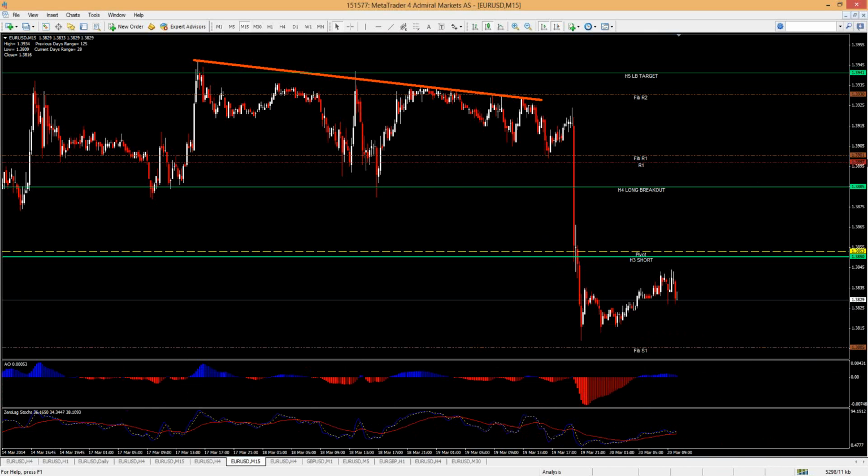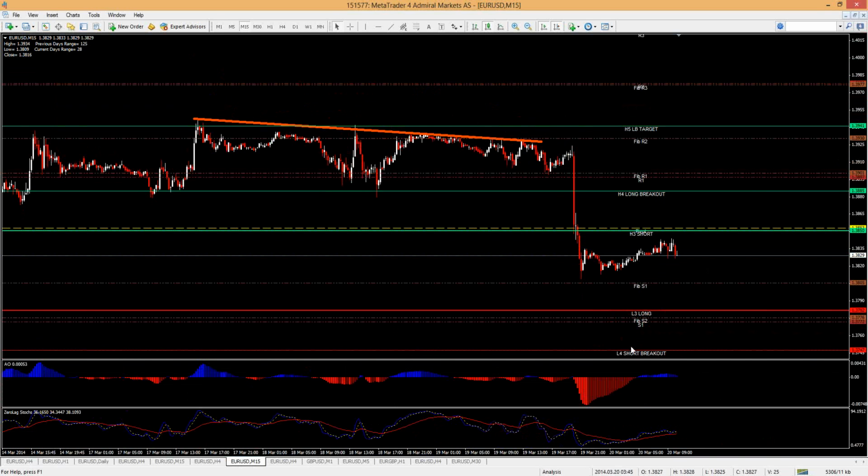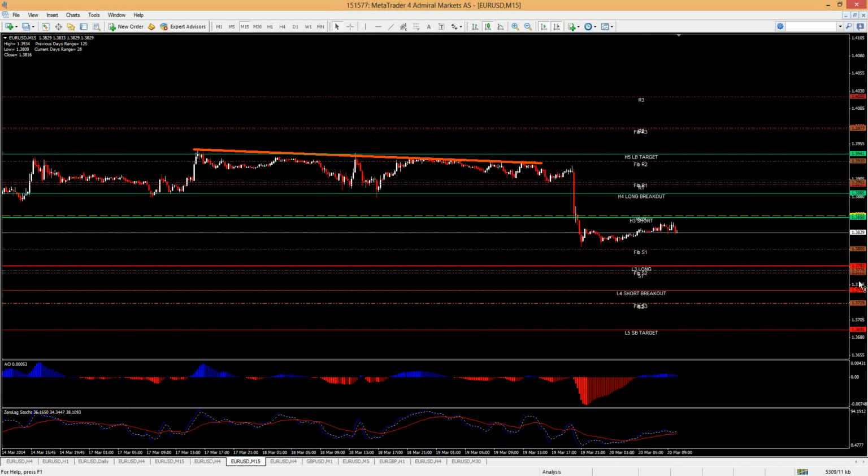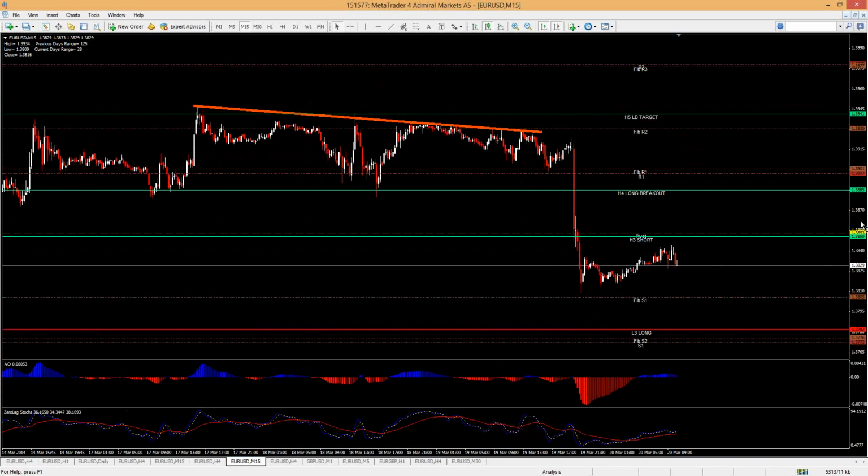Euro dollar. Where do we have the Camarilla? We have an H4 at 138.85. We have an H3 short at 138.50. L4 all the way down at 137.47. Wow, that seems pretty far away from here. Down to 136.90. That seems very far. Interesting.